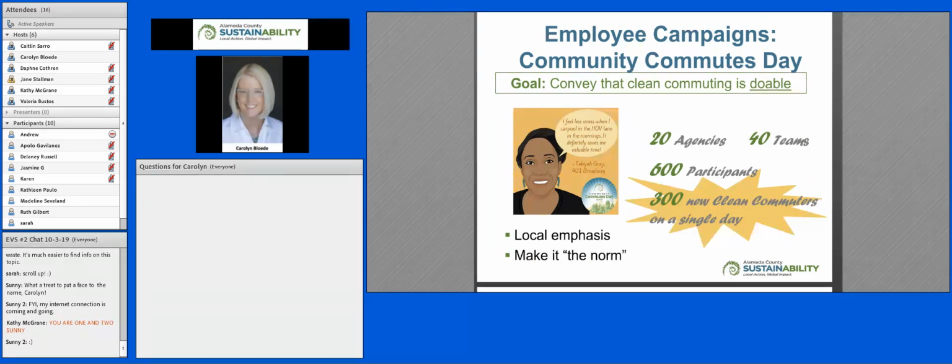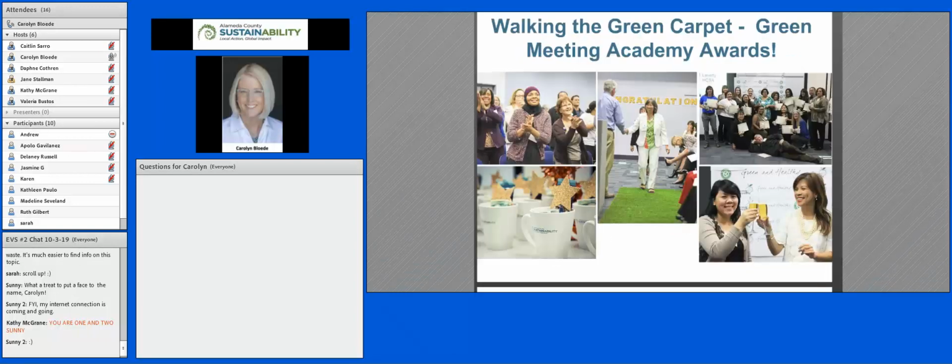We ran a series of behavior change campaigns like clean commuting, where teams of employees could participate and have competition and fun. This really helped to build the excitement and that sustainability culture. We also had a green meeting certification campaign, and we did that right around the time of the Academy Awards. A lot of people got dressed up, and they were able to walk the green turf, a piece of used green carpet that we got from the building maintenance department.